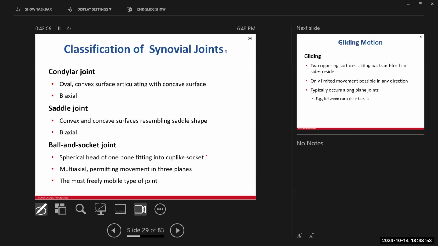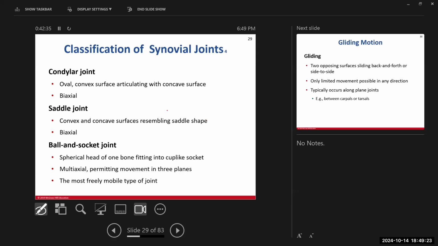All right, the fourth type of synovial joint is the condylar joint. This one is biaxial, so it moves in two planes. Again, you're going to have an oval structure, something that's convex, articulate with a concave surface. And so this is going to be more biaxial. It can move in a couple different ways, right? So think about your mandible. That's more of a hinge joint there, but you do have a condylar surface there. I'll find you a better example there.